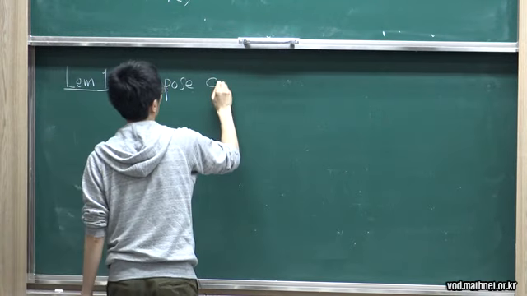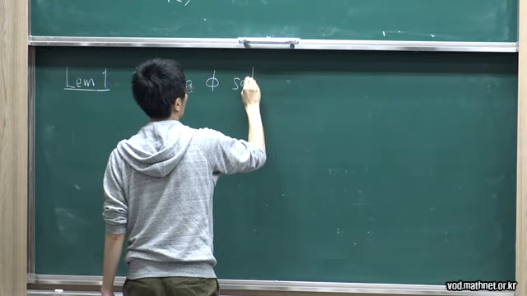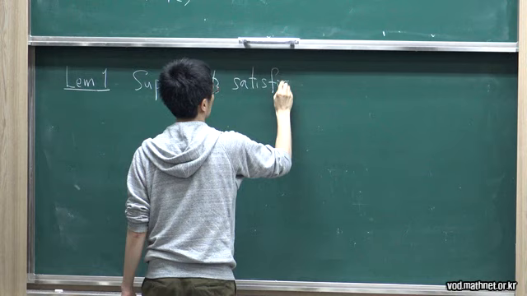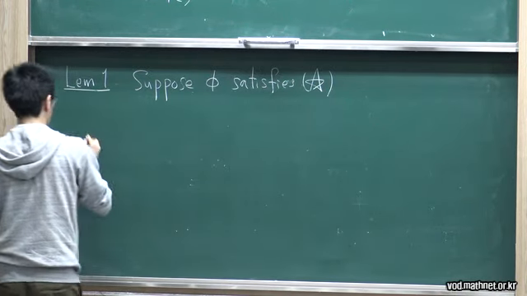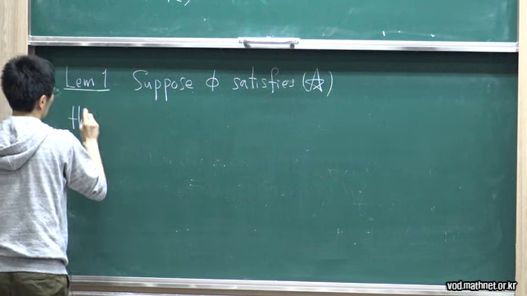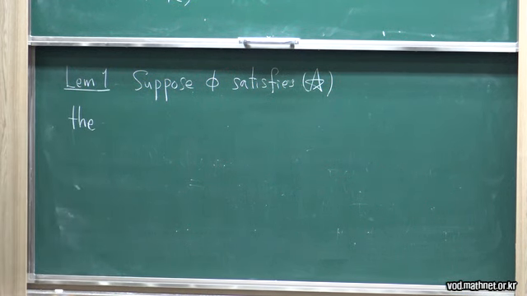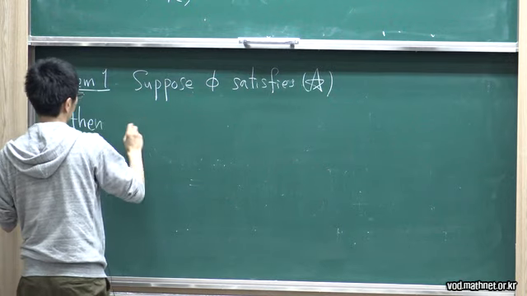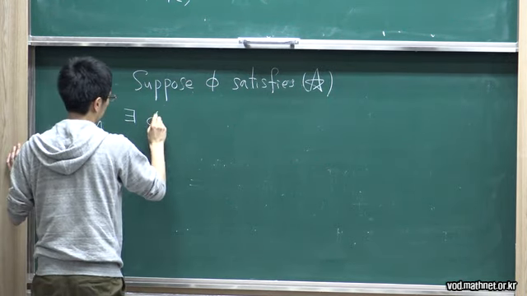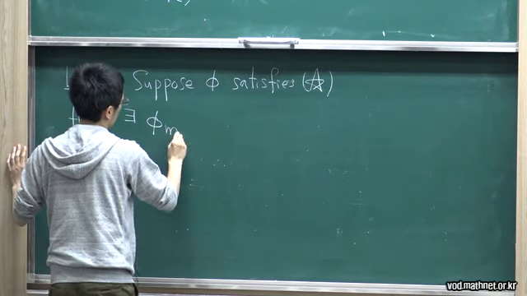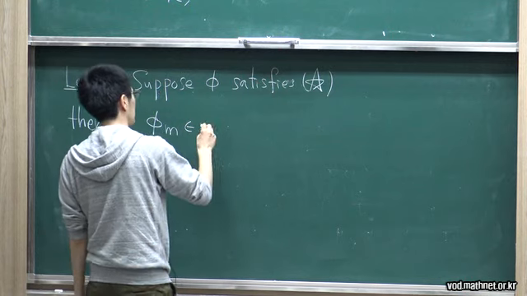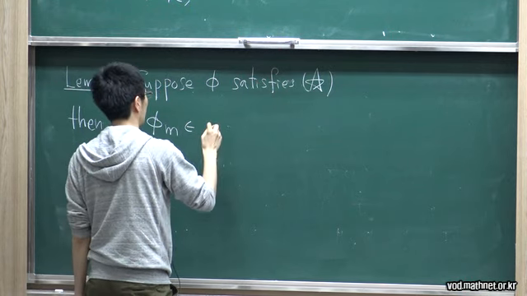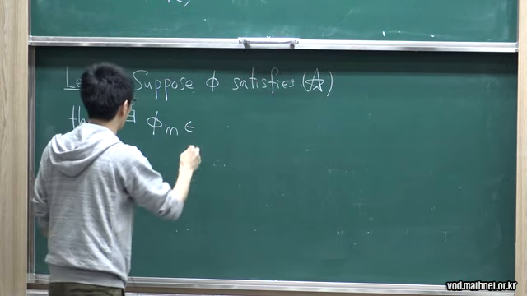Suppose phi satisfies star. Then, this is what I call the topologically minimal element, we can find, let me call it phi_m, whose underlying free group is minimal or maximal, I don't know how to say it.